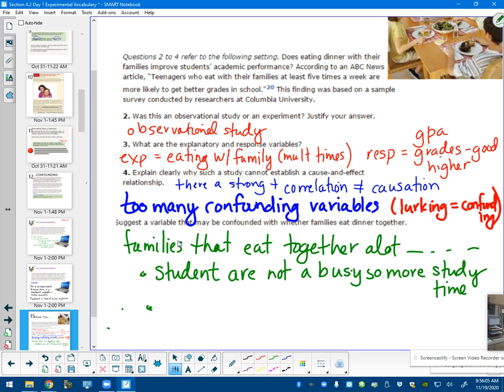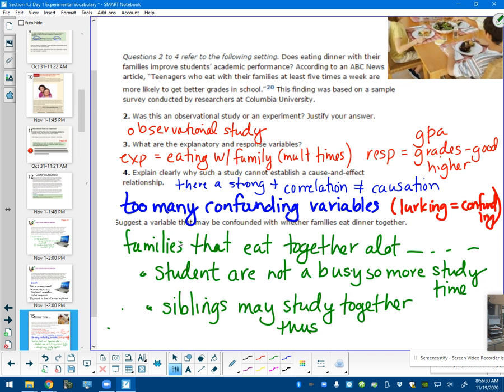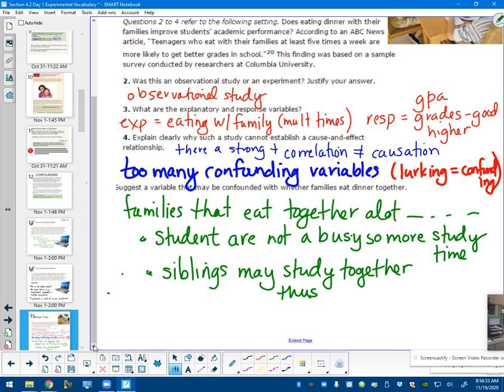What else? Families that eat a lot together. There's like a lot of these kids. Yes, Bella. They may study together, do their homework. Okay. Siblings may study together. Thus, like the older brothers and sisters can help the younger brothers and sisters and they get better grades. Older sibs help younger.